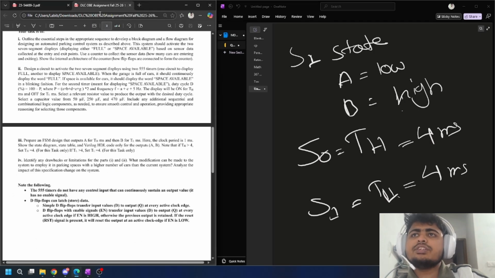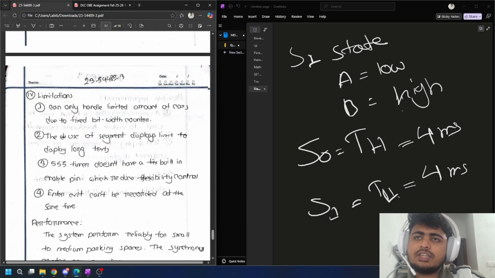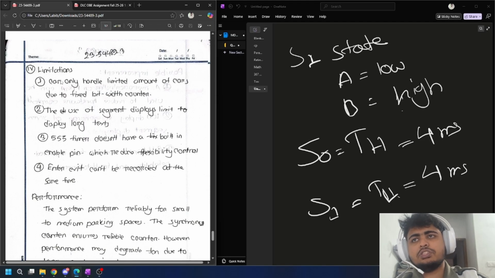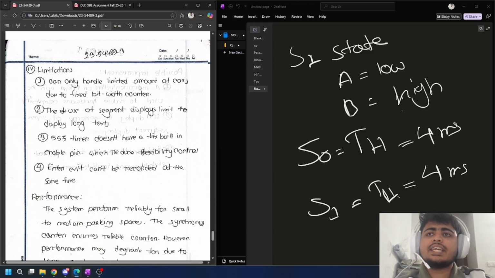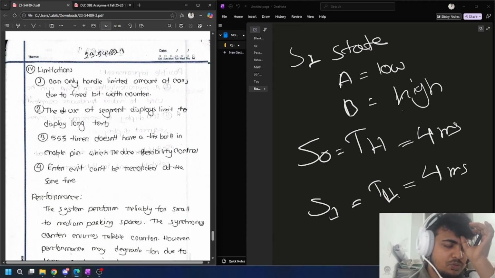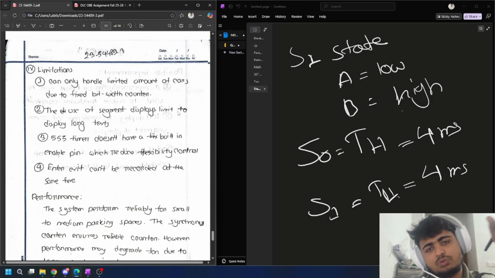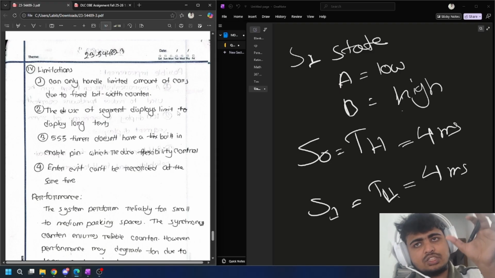And the question here is to identify any drawbacks and limitations for part 1. That means we need to identify the limitations. This machine can only handle a limited number of cars due to the set limit. We already got the number of cars as 14. The use of a segment display limits the text, as we are showing two types of text, full and space available. So we cannot show more than those two words because this is limited space.